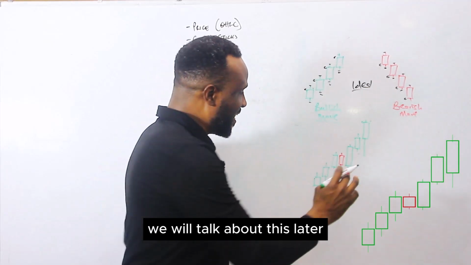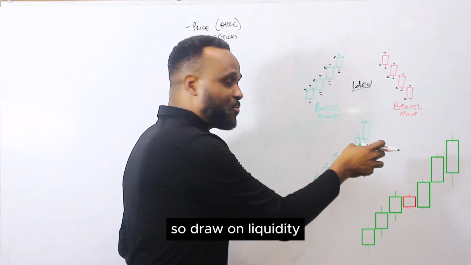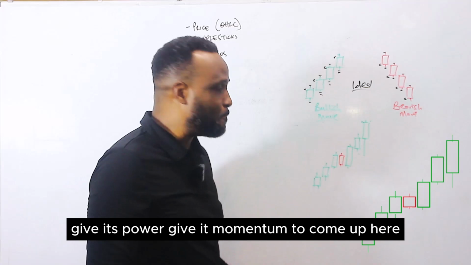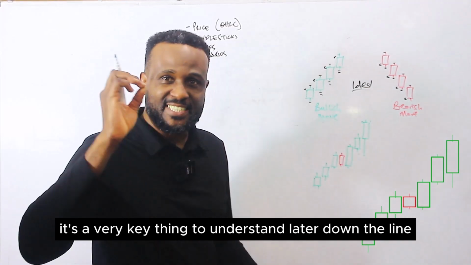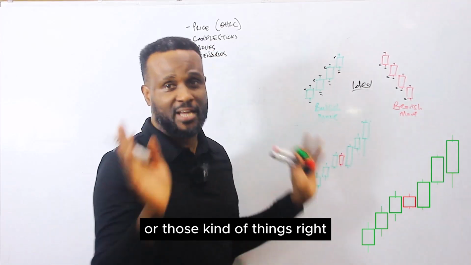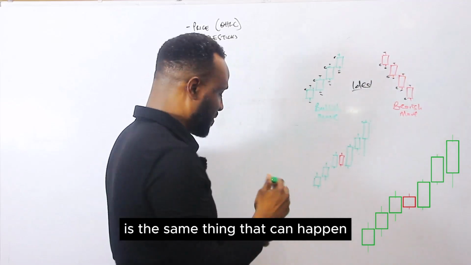We will talk about this later, but I'll mention this is what is called liquidity sweep. So a draw on liquidity. What it did there was to draw liquidity to then give it power, give it momentum to come up here. It's a very key thing to understand later down the line on whether to buy or sell, those kind of things, right? So just bear that in mind. So this situation can happen.